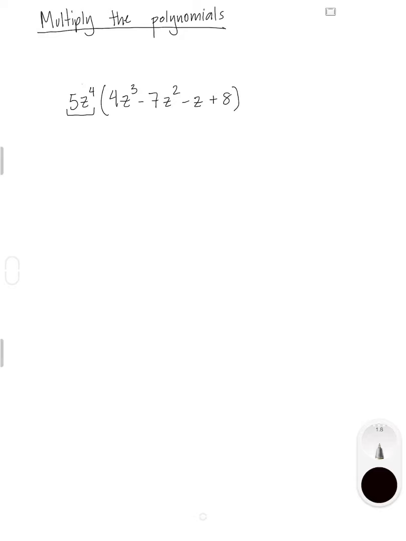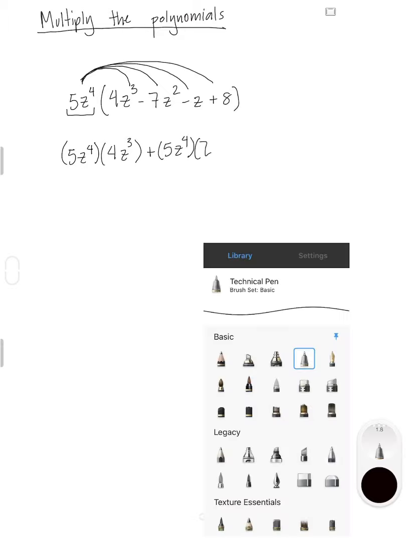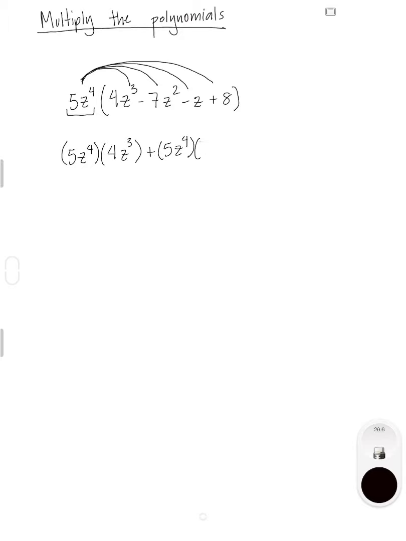So basically what's going to happen is we're going to apply the distributive property. So 5z to the fourth will multiply everything inside of the parentheses. So we're going to have 5z to the fourth times 4z cubed, and then plus 5z to the fourth. Here I'm going to go ahead and expand it. At one point you're not going to have to do that, because I'm sure you're going to know how to multiply just in your head, and you're not going to have to write everything down. But just so you can visualize what's going on, I'm going to go ahead and expand it. And then plus 5z to the fourth times negative z, and then plus 5z to the fourth times 8.